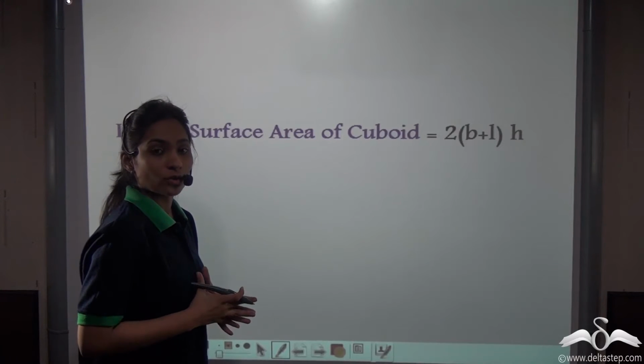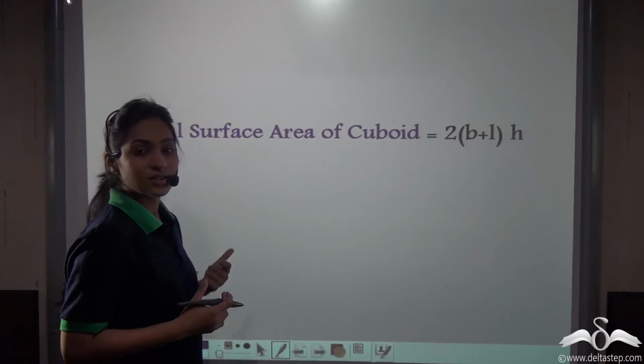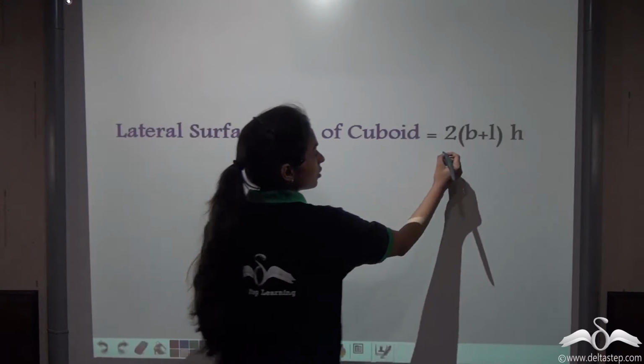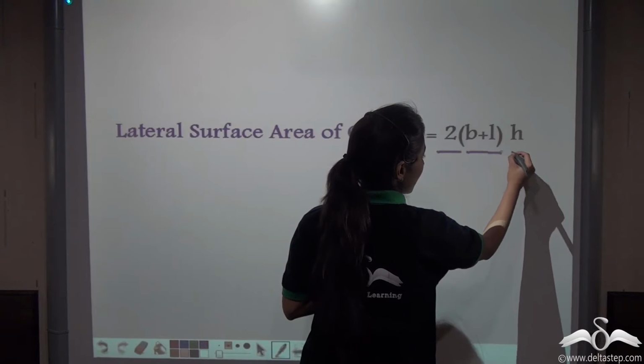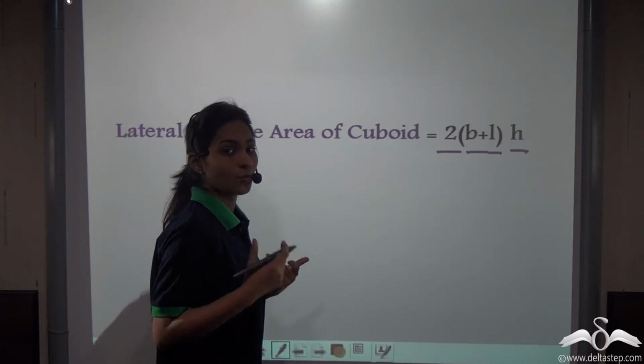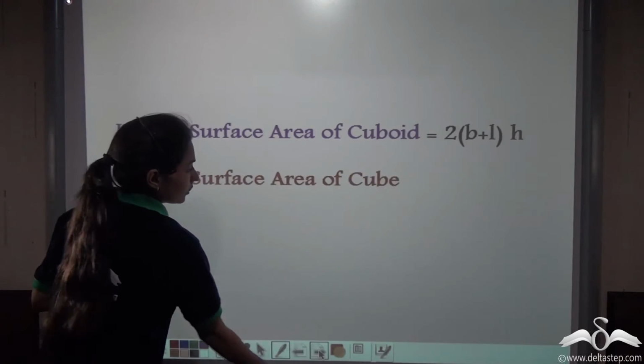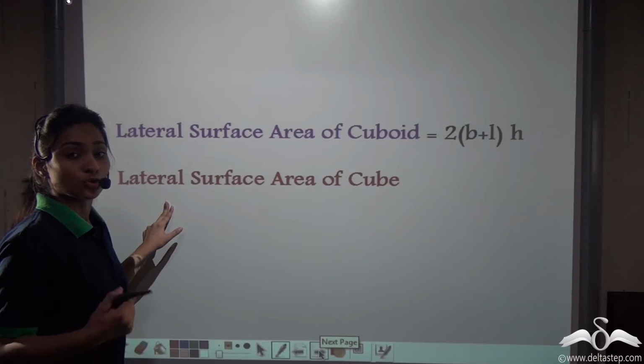You already know how to calculate the lateral surface area of a cuboid. What is the lateral surface area of a cuboid? It is 2(b + l) into h. That is 2bh plus 2lh. We had already derived this. Now what will be the lateral surface area of a cube?